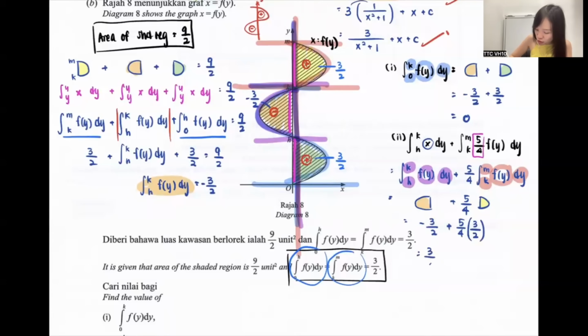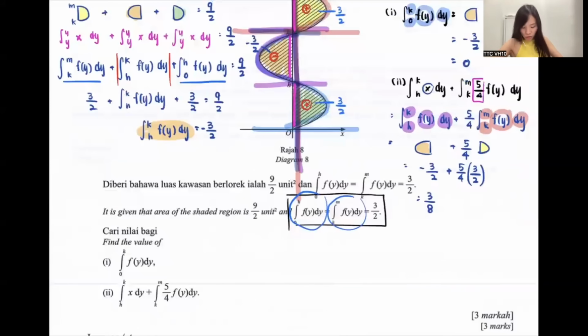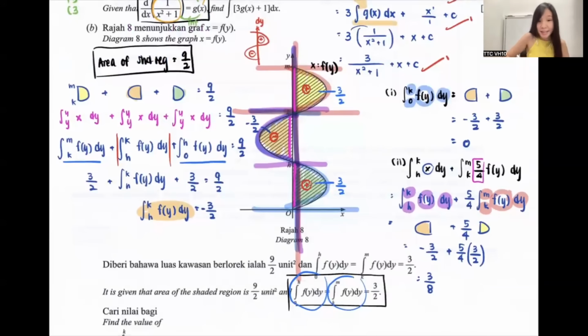The answer is 3 over 8. Done. How many marks? Wow, only 3 marks, my dear. Getting this answer is worth 1 mark, getting this answer another 1 mark, and this one another 1 mark. There you go, 3 and 3. This whole question is worth 6. Done. So far so good.